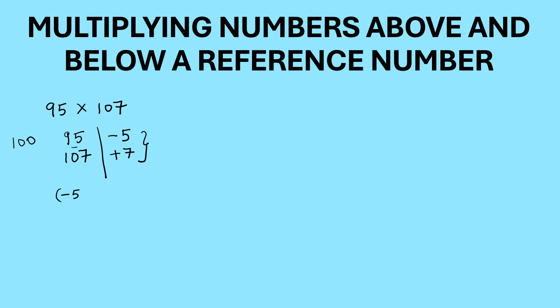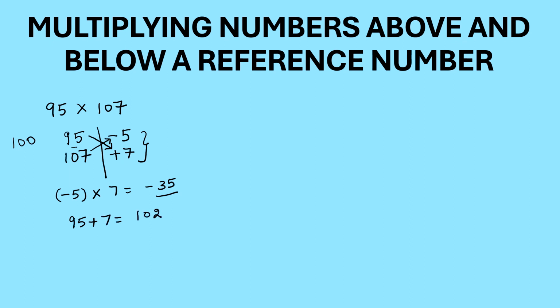Minus 5 times 7 gives us minus 35. When we multiply numbers that are above and below a reference number, our RHS will always be a negative number. To calculate the LHS, we can do either 95 plus 7 or 107 minus 5. 95 plus 7 gives us 102.